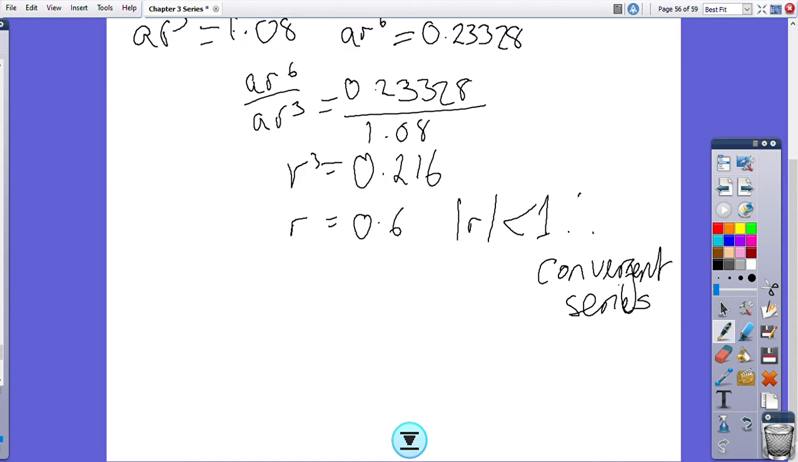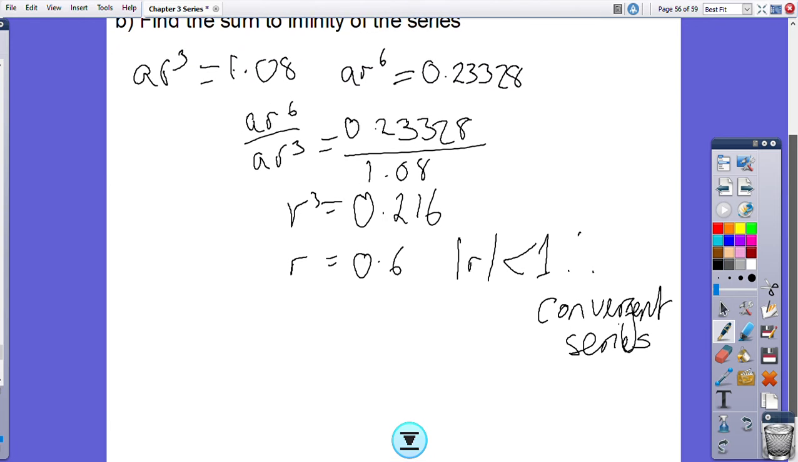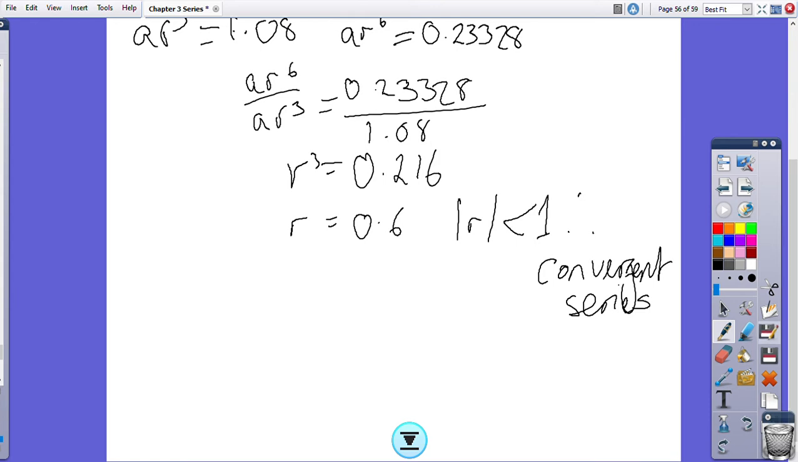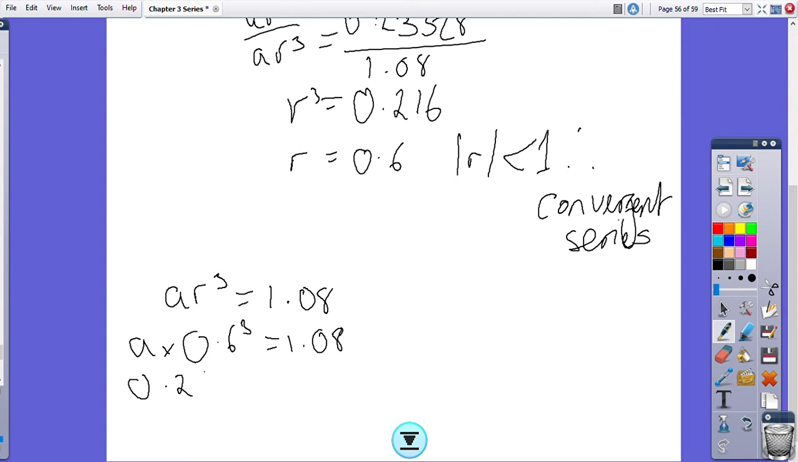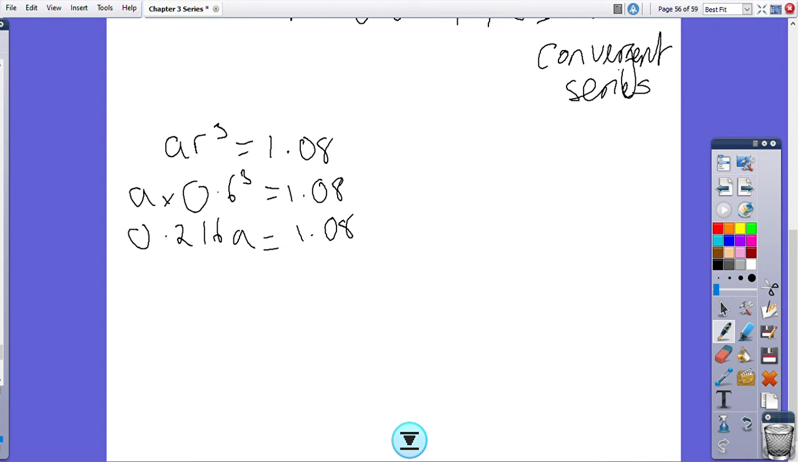Convergent series. Okay, part B just wants us to find the sum to infinity. Now we had ar cubed equal to 1.08. So we have a times 0.6 cubed equals 1.08. 0.6 cubed, of course, is 0.216. So you've got 0.216a equals 1.08. So a equals 5.